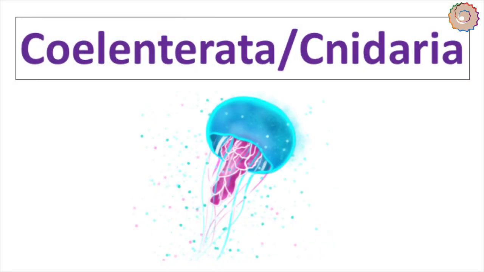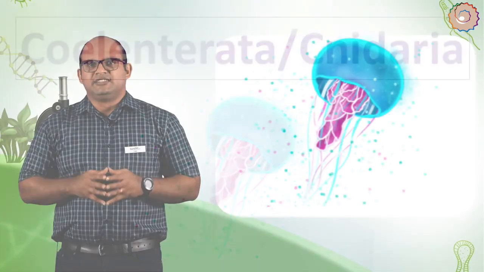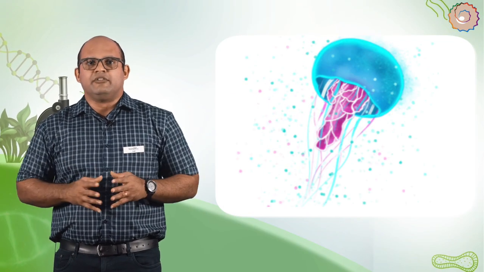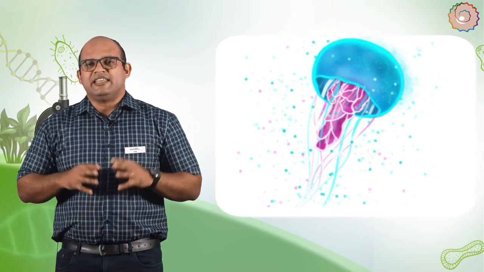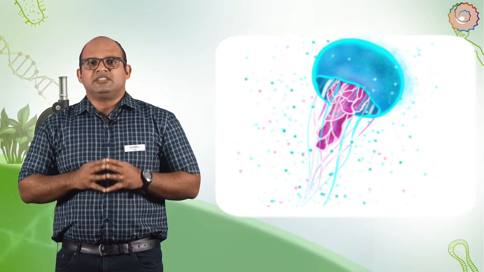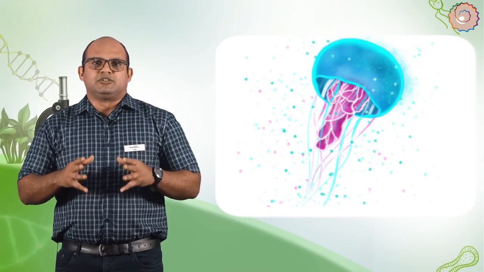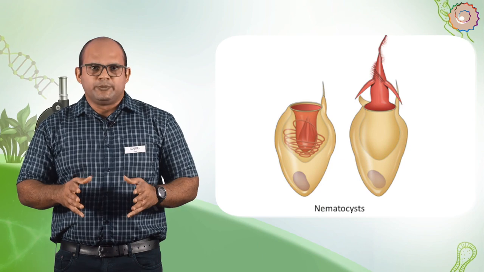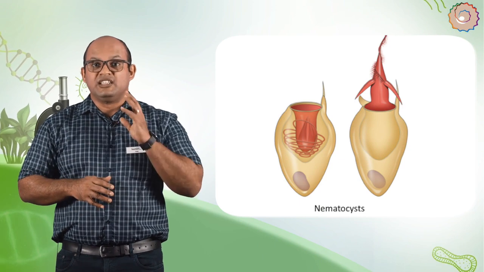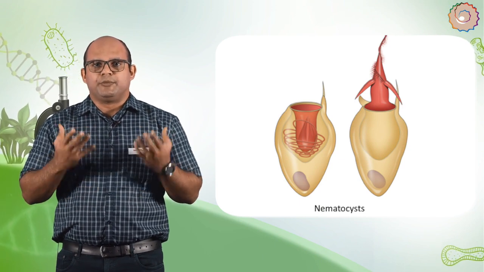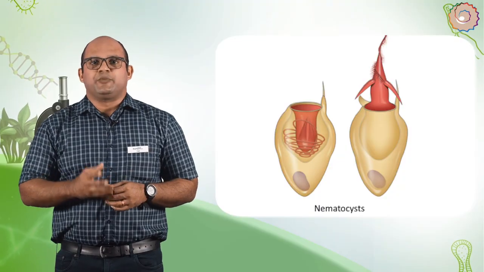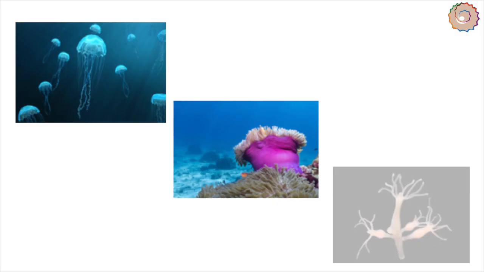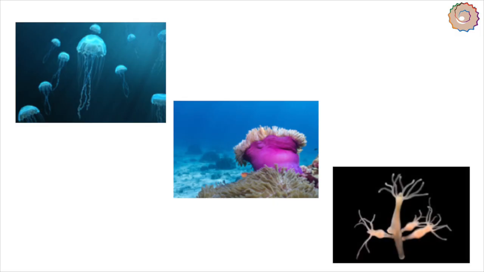Next, we come to the coelenterata or the cnidaria. The cnidaria represents the next step in the evolution of multicellularity. They have a sac-like body which consists of clearly differentiated layers of cells, of which there are two. One layer on the outside and another on the inside. They also display specialized stinging cells called nematocysts used both to capture prey as well as to defend against predation. Examples include the jellyfish, the sea anemone, and freshwater forms like the hydra.